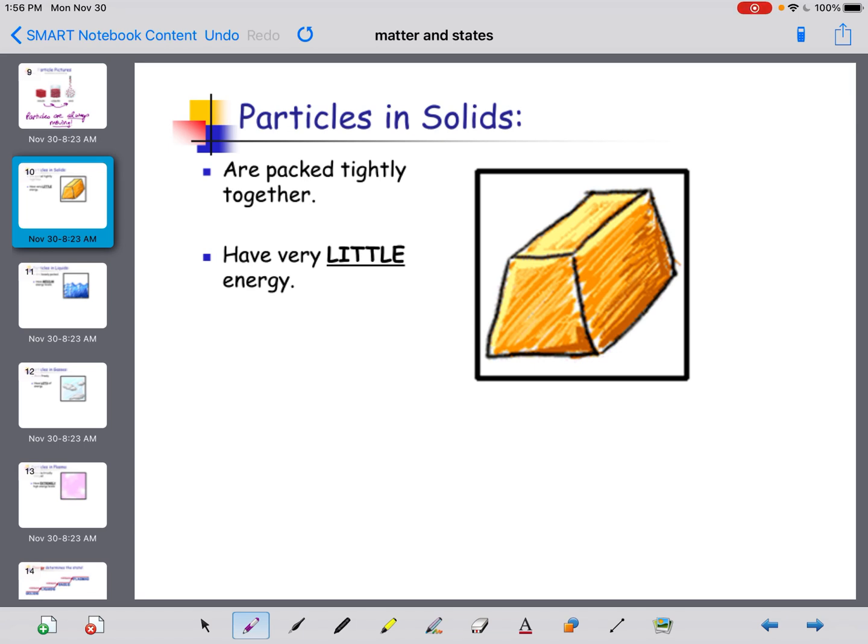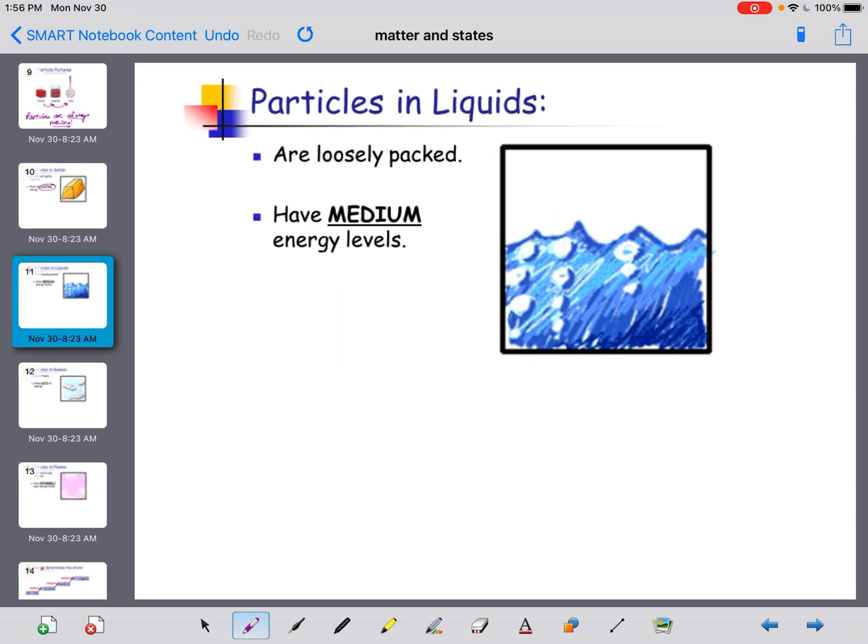Okay, so to continue forward with this, particles in solids, we're kind of repetitive, we've already talked about this. Particles in solids are tightly packed together, and in general, they have very little energy, right? So they're moving, but they're still moving slowly. Particles in liquids are loosely packed, so there's more space between them in comparison to a solid, and they have medium levels of energy.